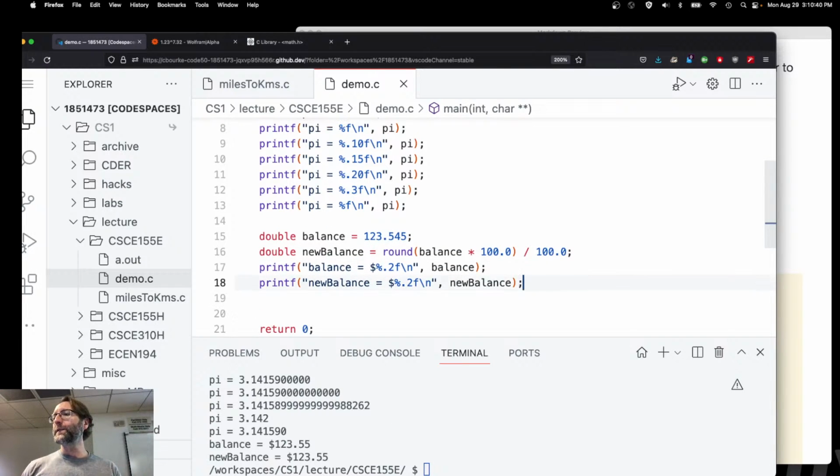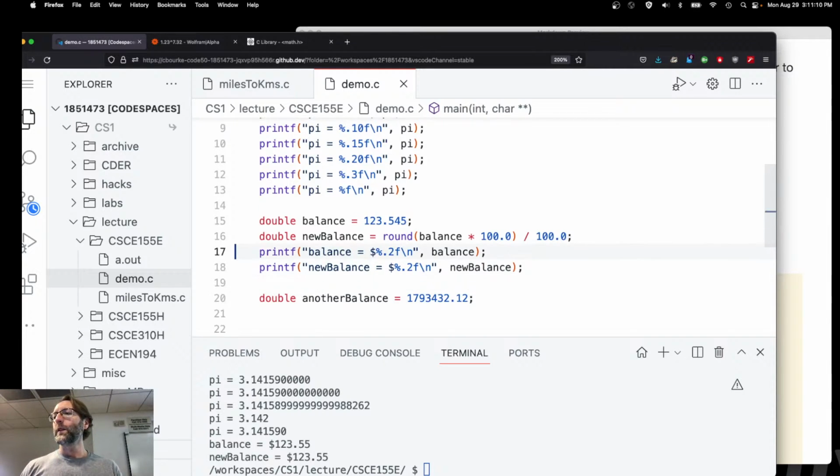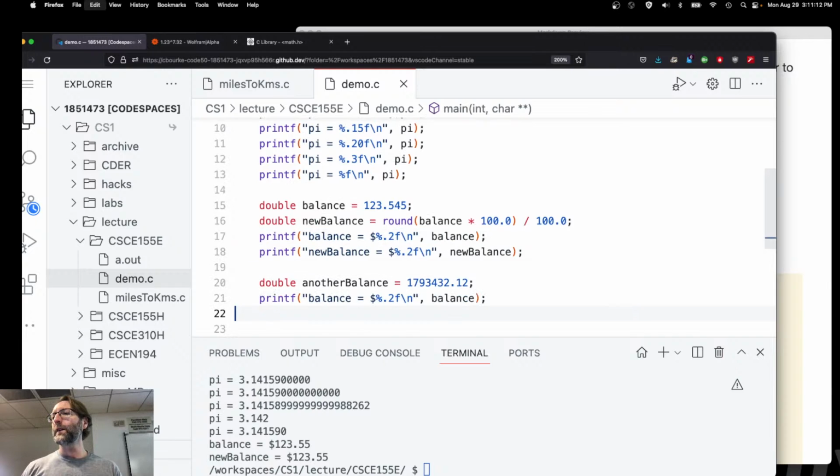I've got my new balance here, a double. Another balance. This is only for demonstration purposes. These are terrible variable names. Balance is an okay variable name. Pi is an okay variable name in the context of using pi to compute a radius or something like that. But even then, you would use the math library's pi. Let's set it to $1,793,432.12. There we go. Let's go ahead and print out the balance and another balance.